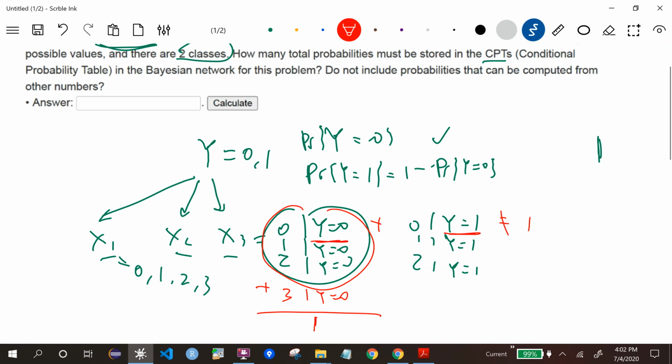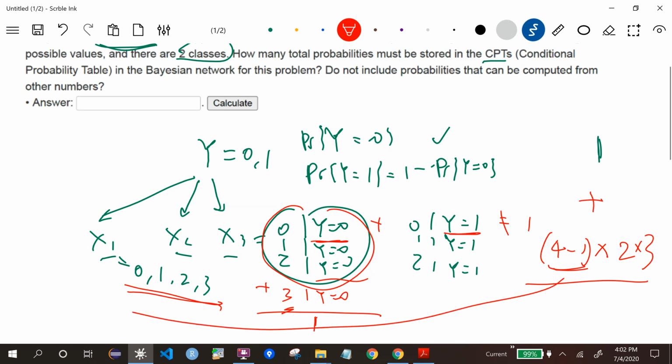So in total, we need 4 minus 1, which is 3. There are 4 values minus 1 because we don't need the last one, multiplied by the number of things that we need to be conditioned on, which is 2 here. So if we add up these two, and also we have 3 different variables, right? I almost forgot that. We have 3 different variables, so if you add them up, then you can get the answer here. That's the total number of probabilities you need to estimate or you need to store in the CPTs.